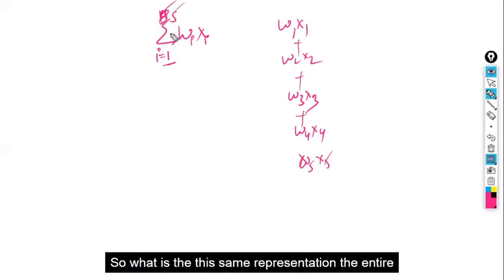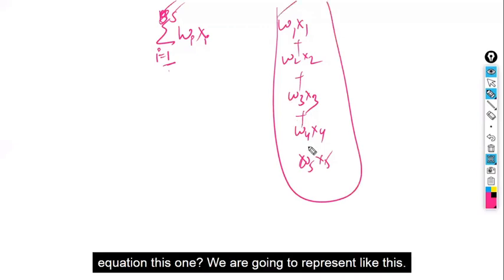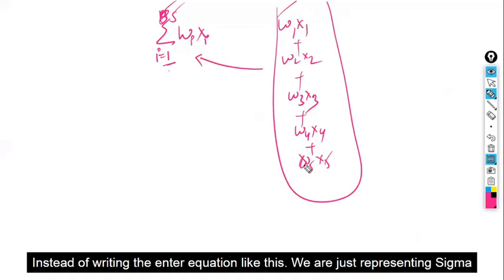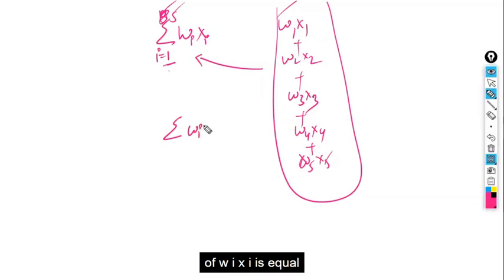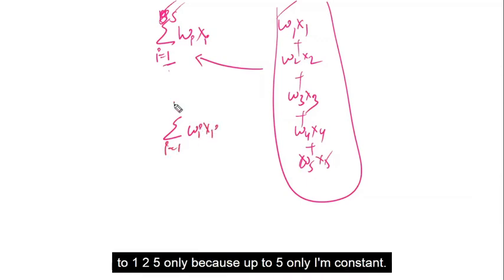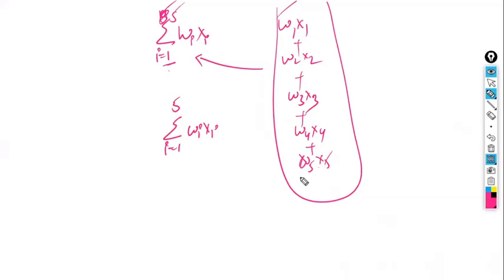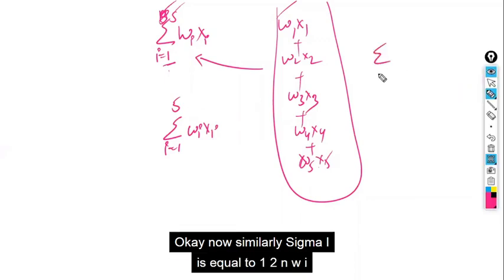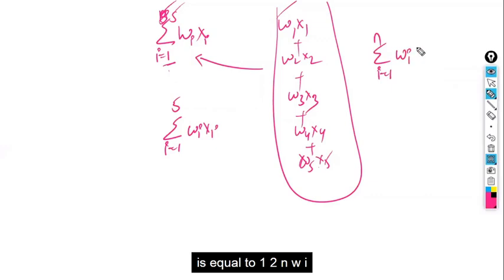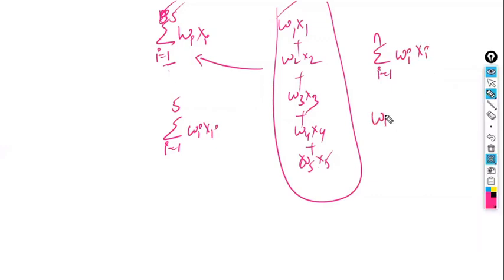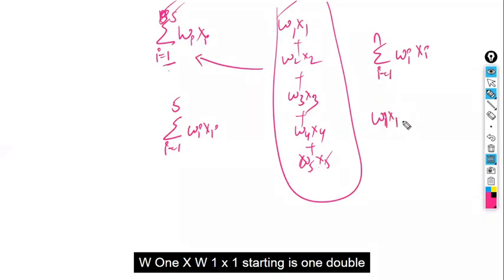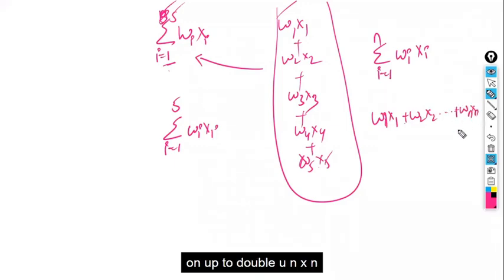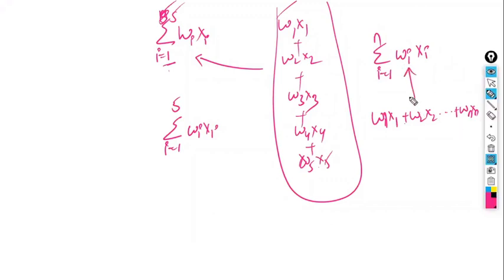So the entire equation we represent like this. Instead of writing the entire equation, we just write sigma of Wi xi, i equal to 1 to 5, because I am considering up to 5 only. Similarly, sigma i equal to 1 to N of Wi xi means W1 x1, W2 x2, and so on up to Wn xn. The same thing you represent like this.